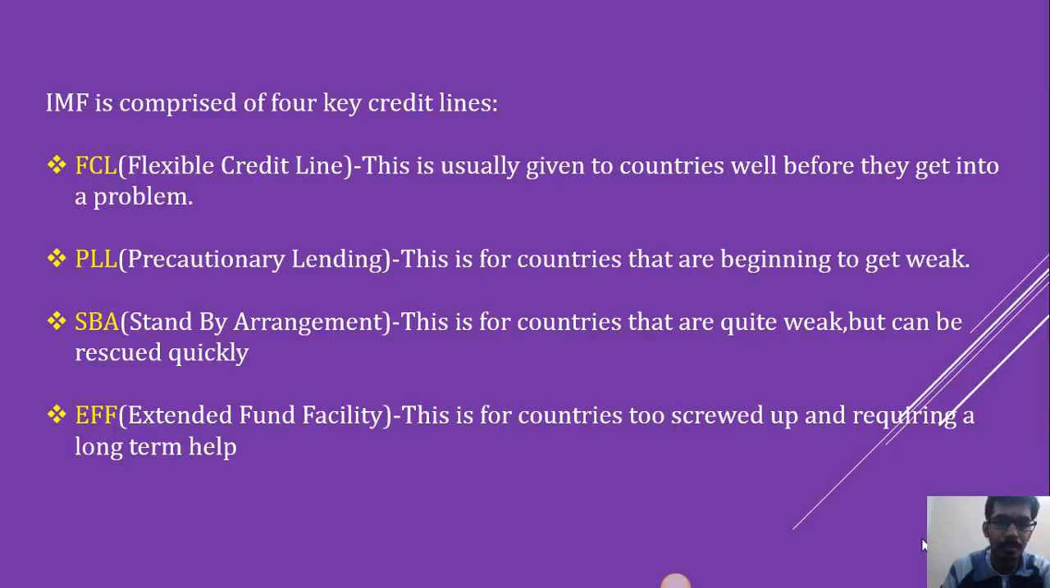And the second one is PLL, precautionary lending. This is for the countries that are beginning to get big. That is the initial stage. If a country is going to face a problem in the initial stage, then IMF will lend to the country in the manner of a PLL, precautionary lending.